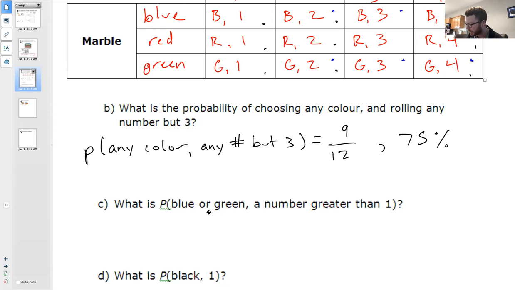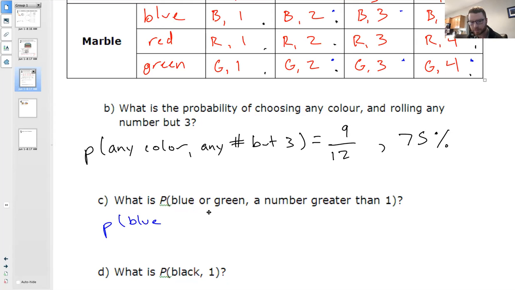So P(blue or green, number greater than 1) is equal to 6 over 12. 6 divided by 12 multiplied by 100 is 50%. And that's it for C.